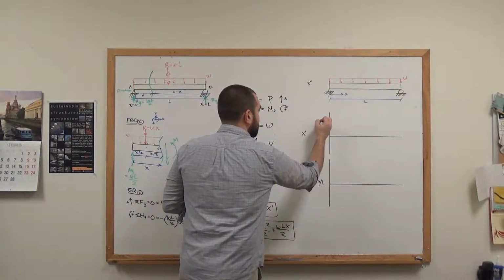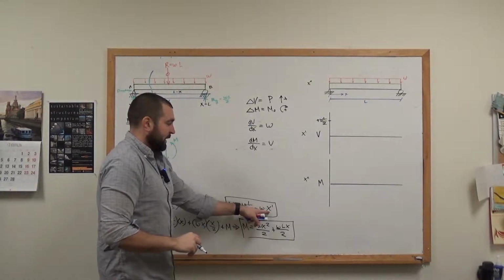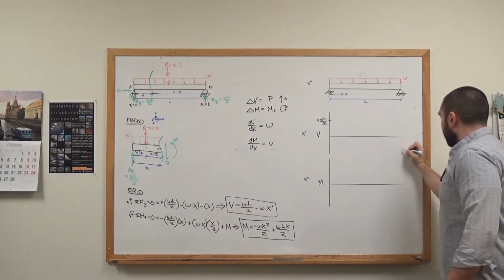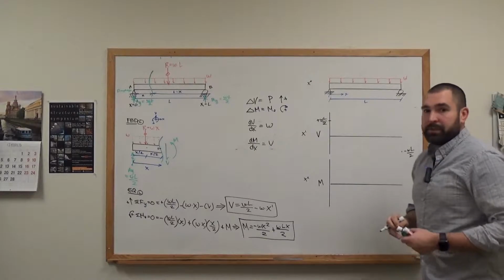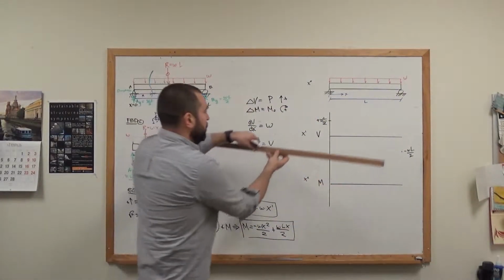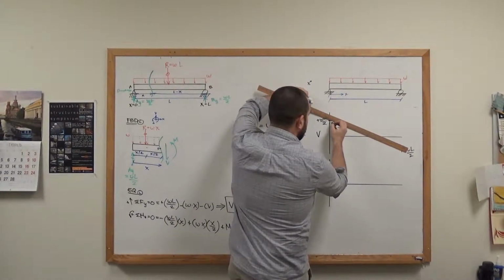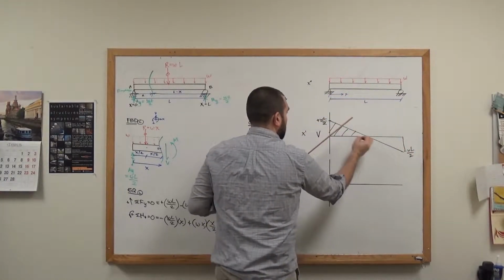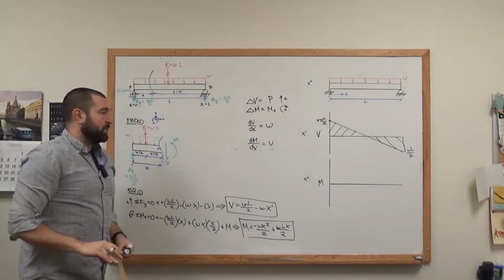And so what I get if I plug in x equals 0 here is a positive wL over 2. If I plug in x equal to L, I get negative wL over 2, which would be this point right here, minus wL over 2. Now, because that's a linear equation, if I have two points, I can simply draw a line connecting them. Okay, so there's my shear diagram. We'll check it with these rules in just a second.